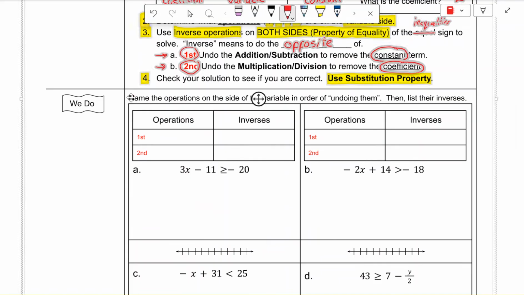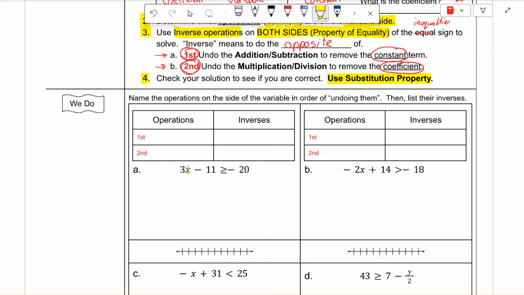It says name the operations on the side of the variable in order of undoing them. Then list their inverses. Okay, so we have a little first right here and a second, and those are in red, just like these firsts and seconds up here. And we want to locate the variable first. It's right here. We have a coefficient in front of it that's multiplying, and we also have a subtracting 11 over here. So we need to get rid of both numbers. And in the steps, it says to take care of the constant first. So the constant is 11.